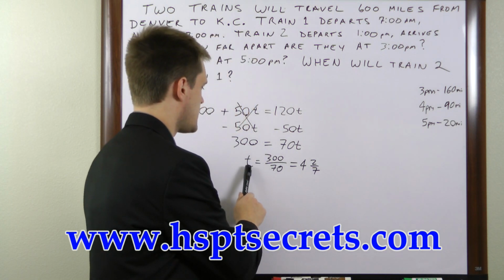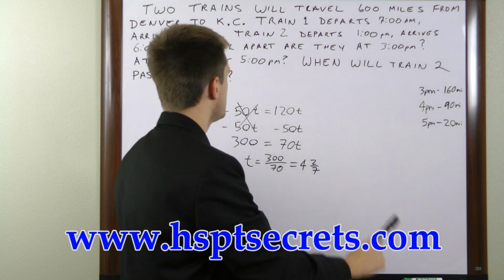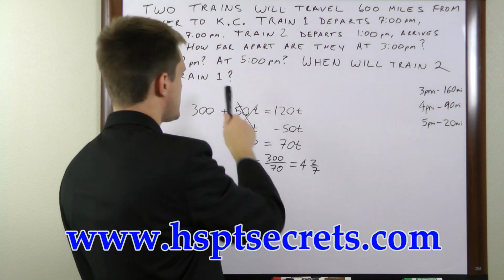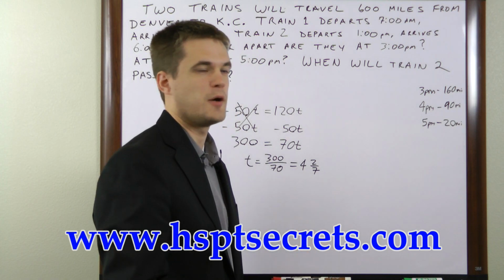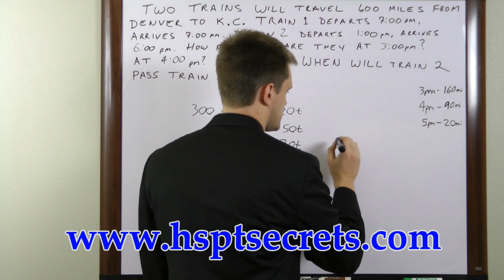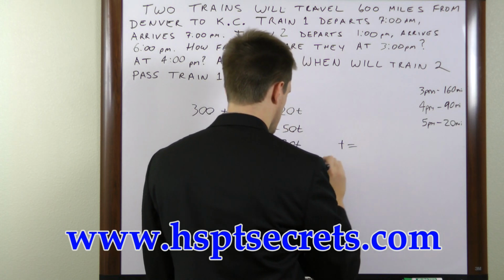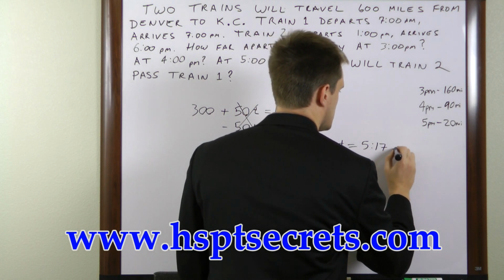Now remember, we said that time t starts at 1 p.m. So to find the time when train 2 passes train 1, we need to add this much time to 1 p.m. So the time when train 2 and train 1 are in the same spot is going to be 5:17 p.m.